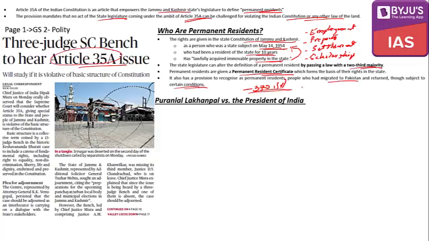So what we will have to understand is, there was already a Supreme Court case, and that was with reference to Puranlal Lakhanlal versus the President of India.